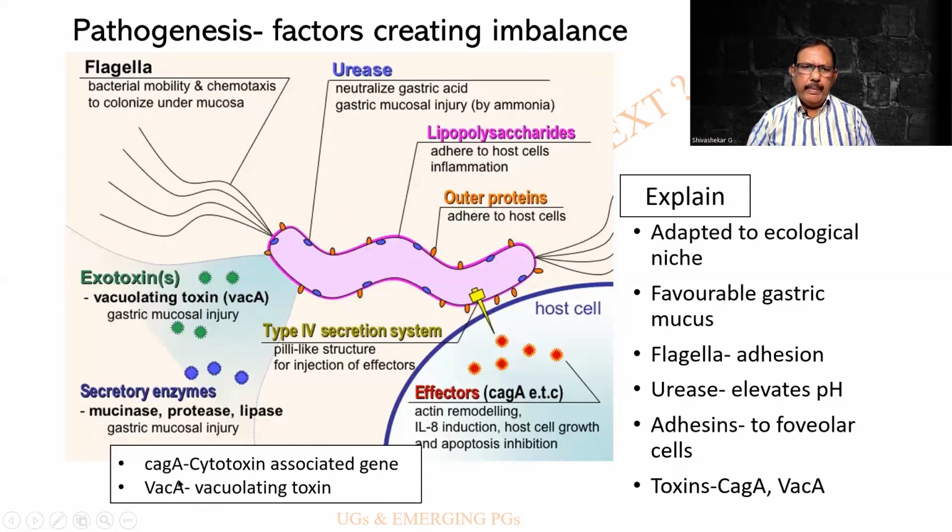These two factors people should be remembering. CagA is one, cytotoxin associated gene A, and then VacA is vacuolating toxin. I would like you people to explain the adapted ecological niche over here. What is the favorable gastric mucus? Adhesion, urease, adhesins, and the toxins. These two are important, which may be in our MCQs. Also, you find that pili are different from the flagella in that they help in adhesion.